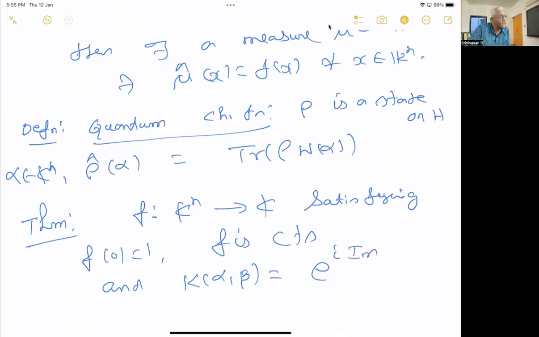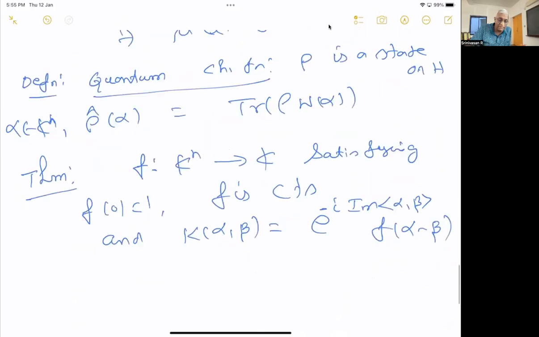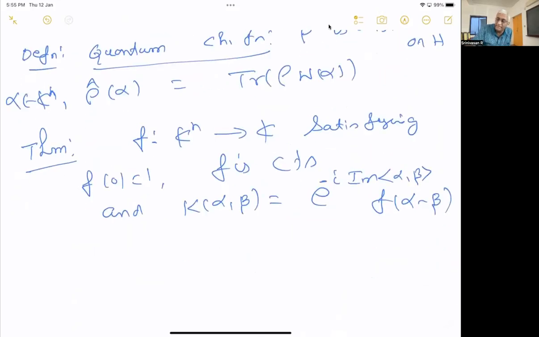Here you have a minus sign. If you have alpha, beta, I think there's a minus. We'll check it. Okay, I think there's a minus sign here: imaginary part of alpha and beta times f of alpha minus beta. Anyway, if we do the calculation, and if you want, we will change the theorem. Whether there is a minus, where the minus is, let me check. I can look at the paper, but we will do it.